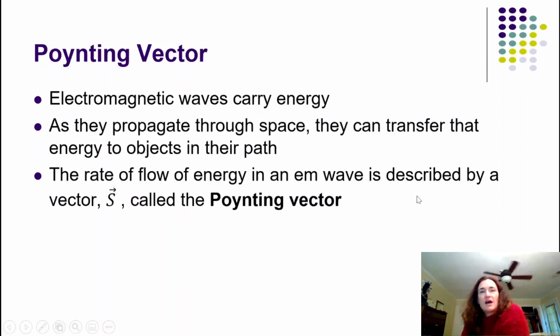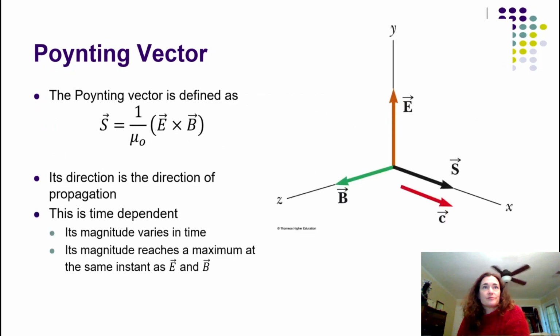Now we're going to define the Poynting vector, which is useful for some mathematical relationships and relationships between directions as well. The Poynting vector gives you the rate of flow of energy in an electromagnetic wave. That's what it does. This is important because electromagnetic waves do carry energy, and you need to understand as they propagate through space what direction that goes and how that goes so that you can understand how it might interact with objects that they might transfer that energy to.